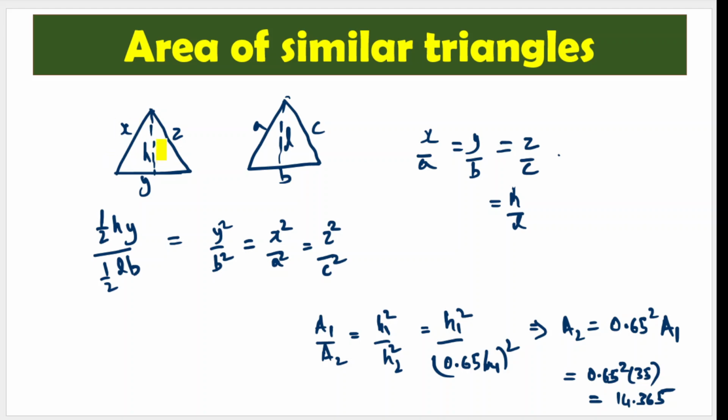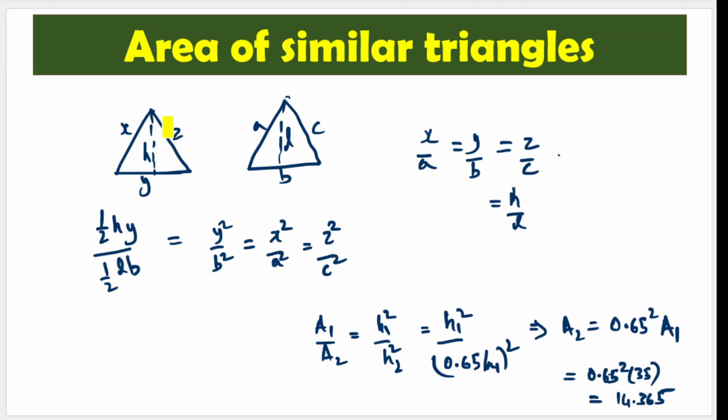Now, in these similar triangles, what is the area of the first triangle? Let's drop a perpendicular and call its length h. Similarly, let's drop a perpendicular here and call the length L. So the area of this triangle is half into h into y, base into height. Height is h, base is y, so half hy. Similarly, for this triangle, the area is half into b into L, base into height.